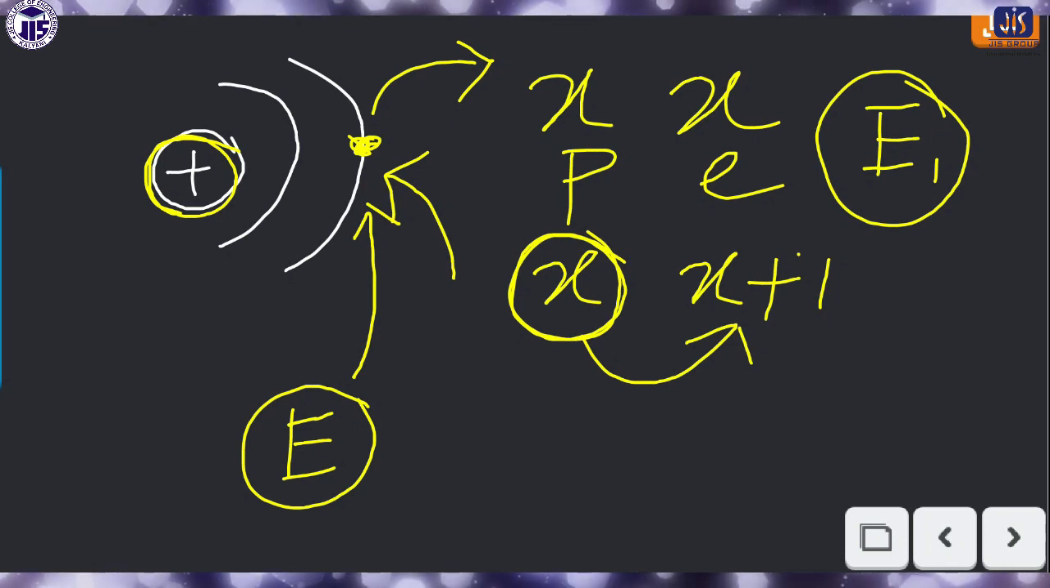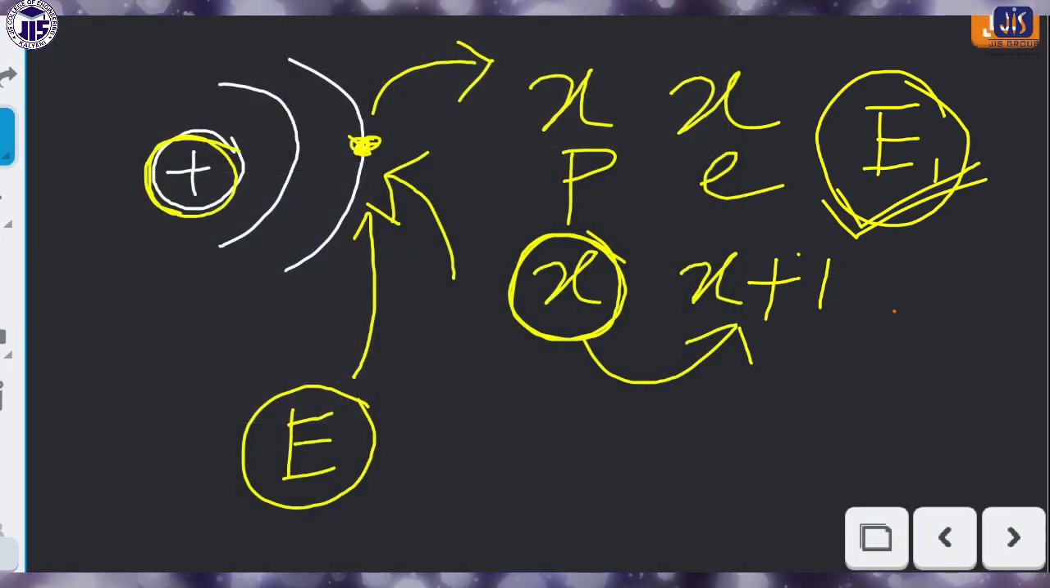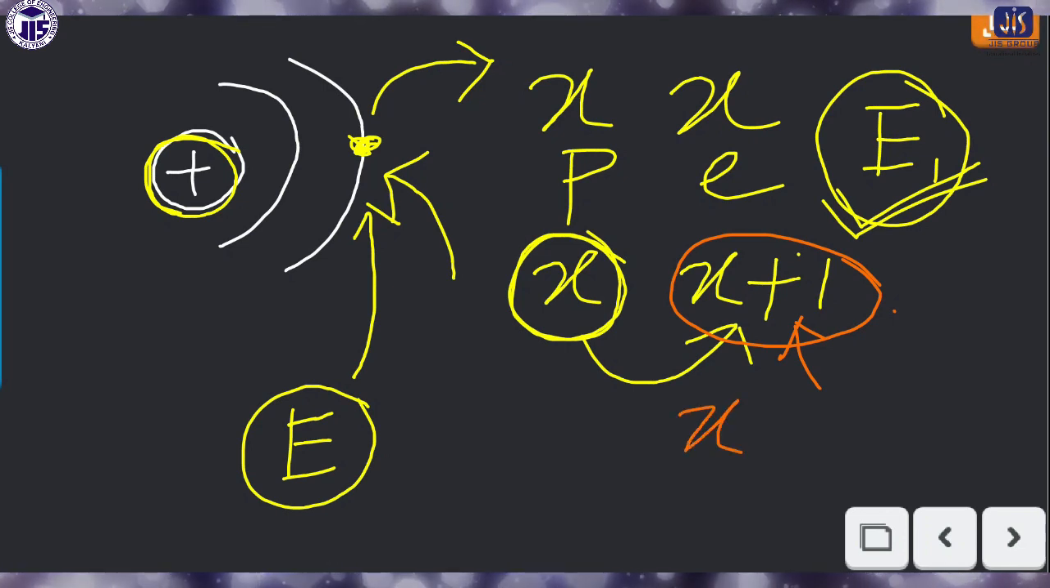And if we want to release this electron again, we have to apply this same amount of energy there. But in the second case, what happened? Already there are x plus 1 electrons present. That means one extra electron is already present there. So again we are trying to add one extra electron. That means the number of electrons becomes x plus 2. So x plus 2 means 2 electrons greater than protons.